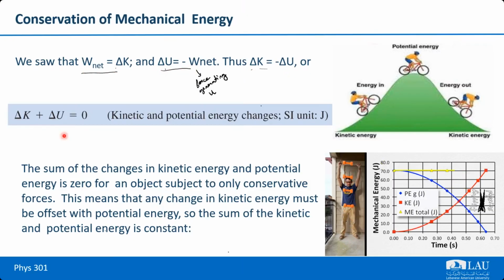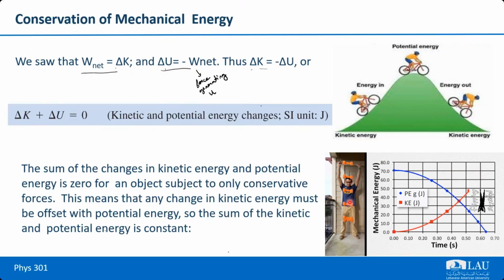So if you add the change in the kinetic energy and the change in the potential energy, these two add up to 0 if the object has only conservative forces. So there's no friction, there are no external forces, then any change in kinetic energy should come from potential energy.